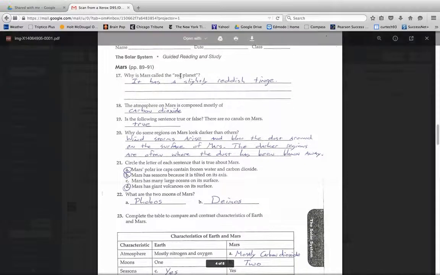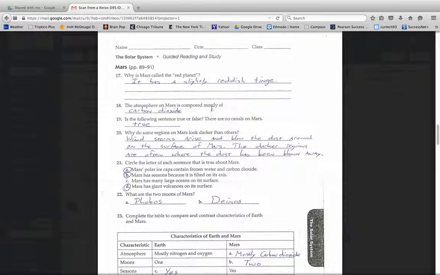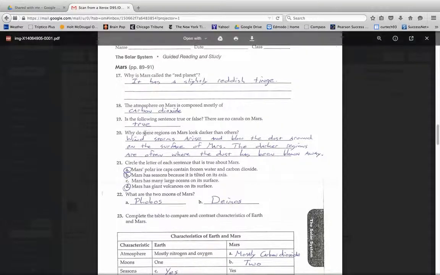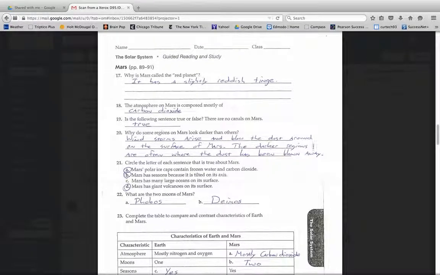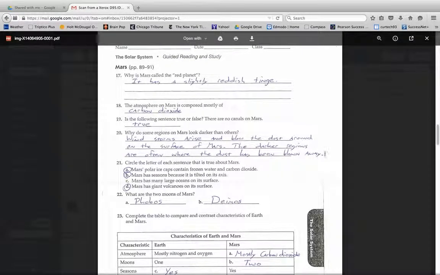17, why is Mars called the red planet? It has a slightly reddish tinge. 18, the atmosphere on Mars is composed mostly of carbon dioxide. 19, true or false, there are no canals on Mars. That's true, although it kind of looks like it from a telescope or from a passing satellite. It looks like there's lines of rivers and water. Why do some regions on Mars look darker than others? Windstorms arise and blow the dust around on the surface of Mars. The darker regions are often where the dust has been blown away.